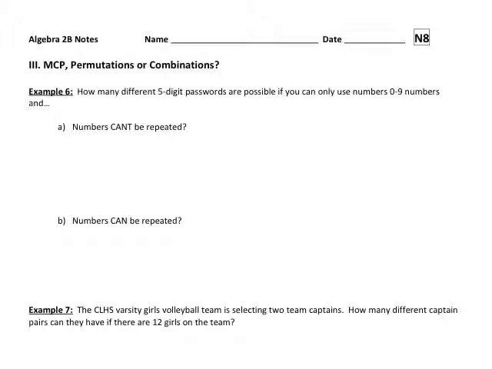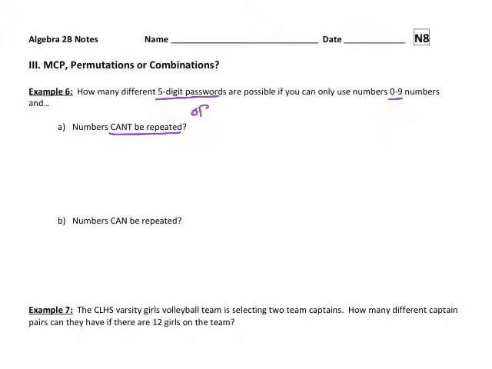Okay, we have 2 more examples left. Both of these I would like you to do on your own, but I do have some hints for you. In example number 6, it says how many different 5-digit passwords are possible if you can only use 0 through 9 numbers and numbers can't be repeated. Okay, so no repetition.